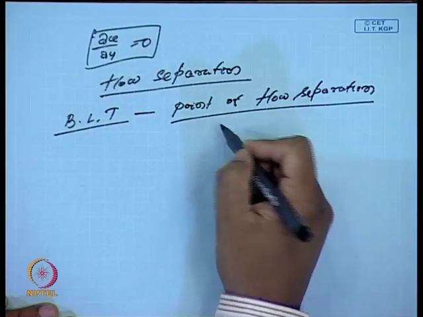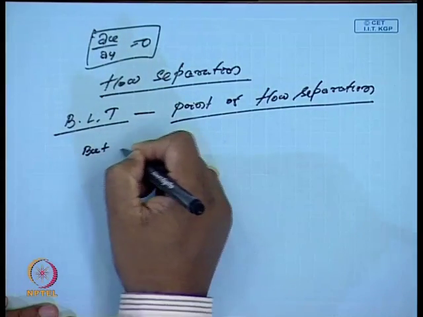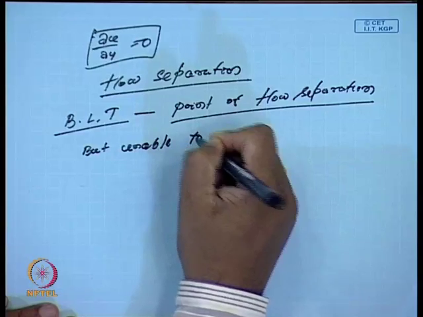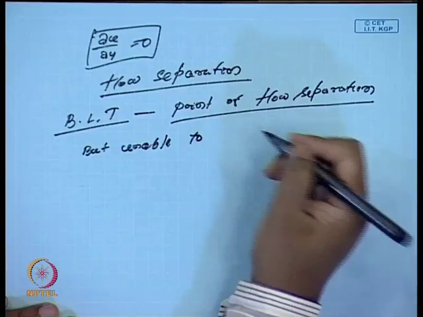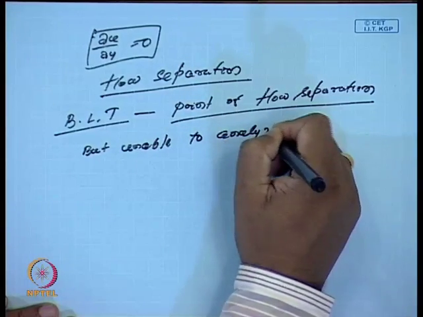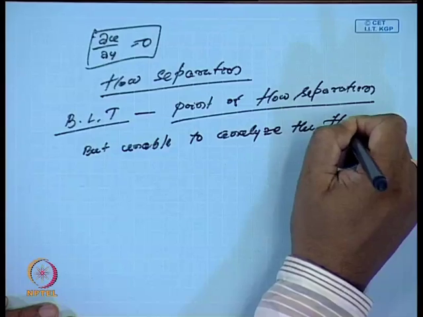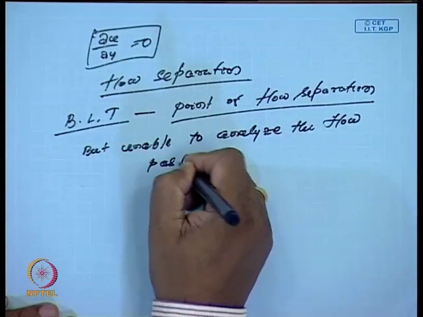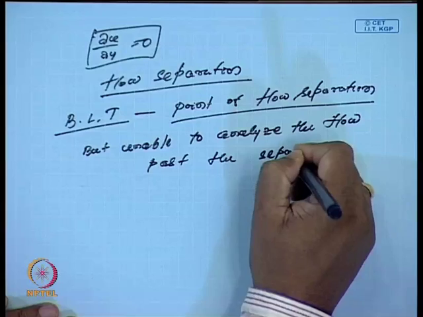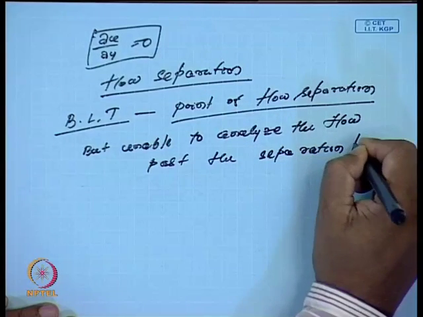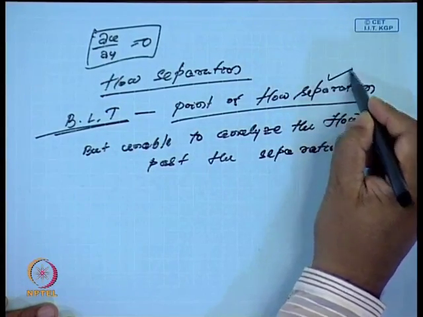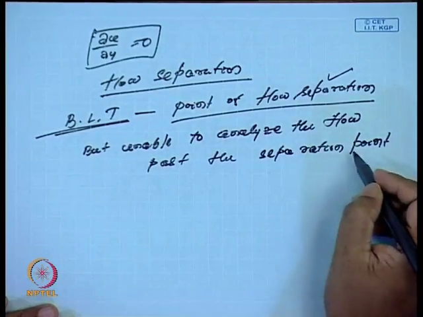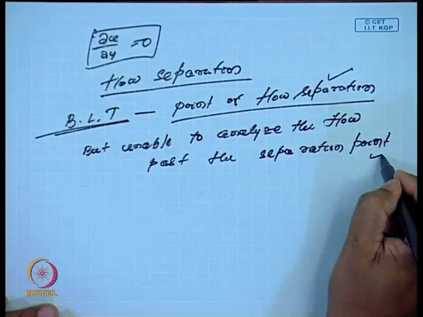It will predict the point of flow separation, but it is unable to analyze the flow past this point, past the separation point. This is one of the very major important points of boundary layer theory. Boundary layer theory can only identify the point of flow separation, but it is not able to talk about the flow pattern past the separation point.